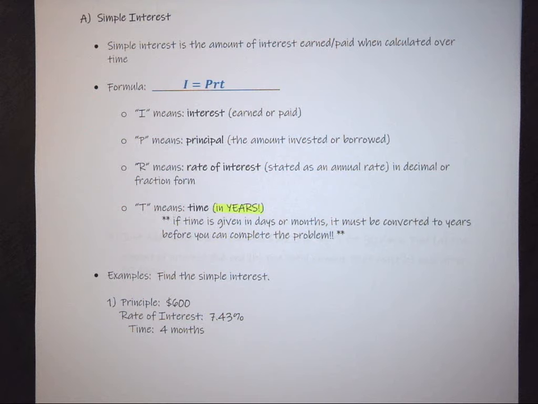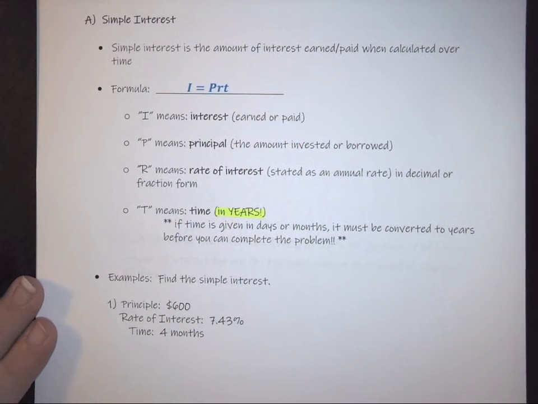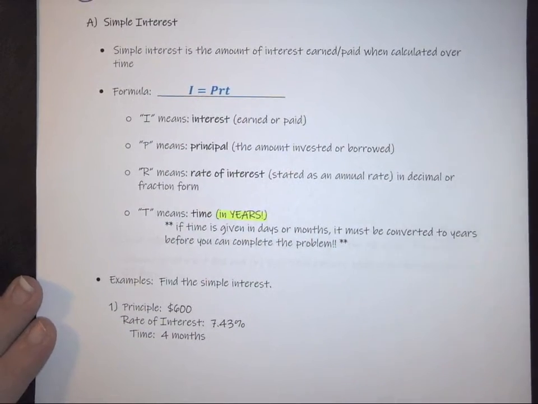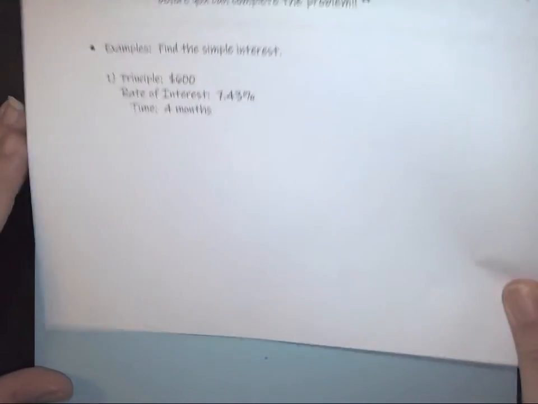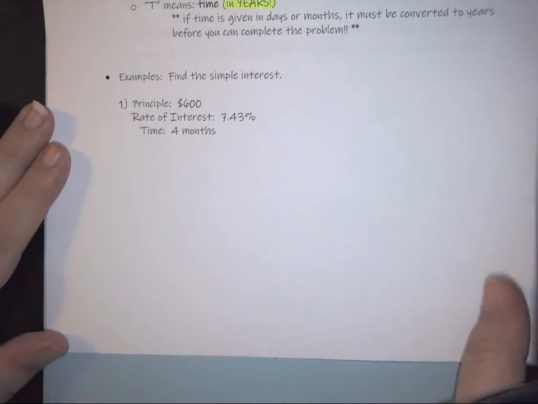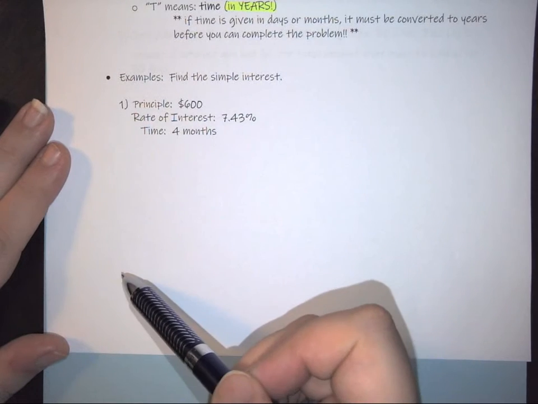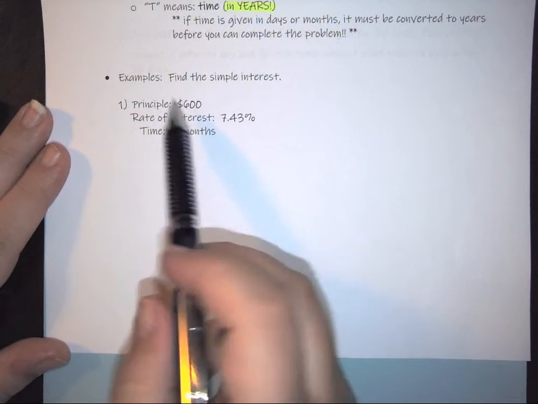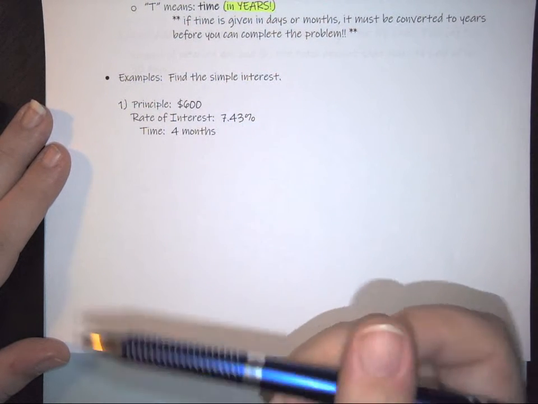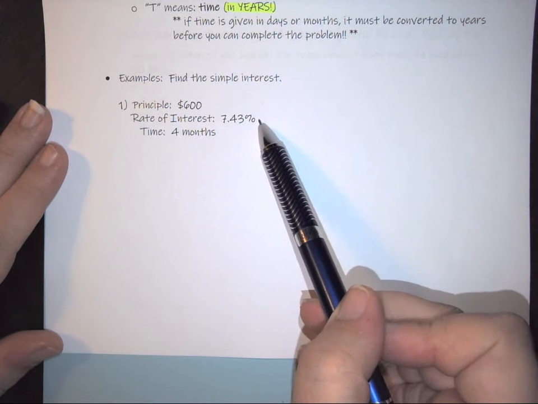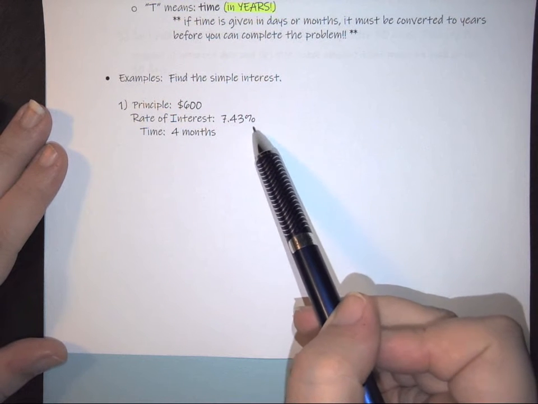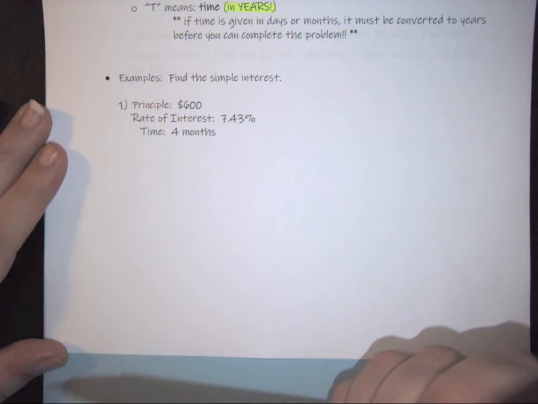So I wanted to look at just a couple different types of examples that you may see when dealing with simple interest problems. So this first one is a problem where all the information has been given to you. So here we're telling you that your principal is 600, your rate of interest is 7.43%, and your time is 4 months.